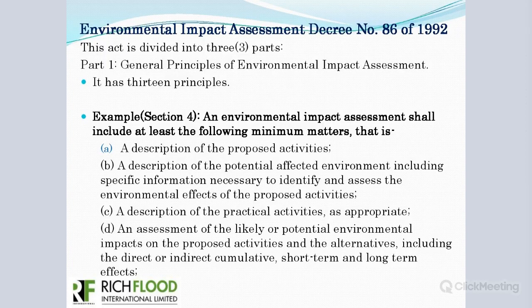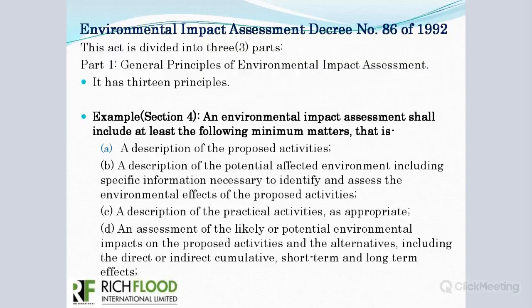For the sake of time, we will not really be able to see each of these sections of the Act. So what we're going to do is limit our attention and focus to one or two sections of the Act in each of these parts. For part one, I decided to outline section 4 under part 1. Now, what is section 4 under part 1 in the EIA Act saying? It says an environmental impact assessment shall include at least the following minimum matter.